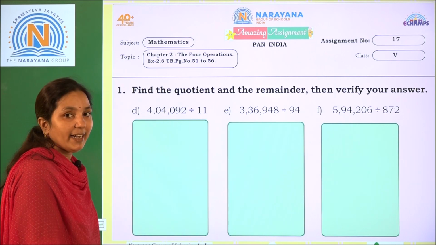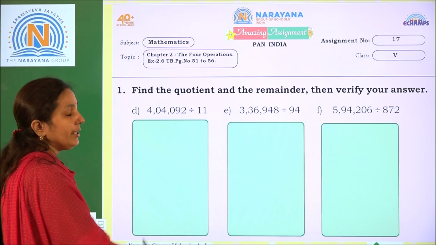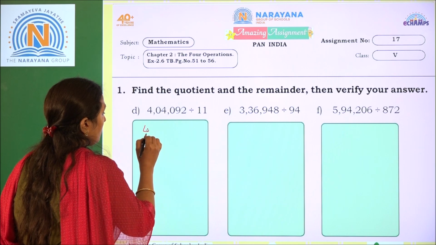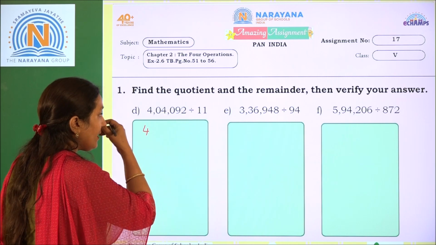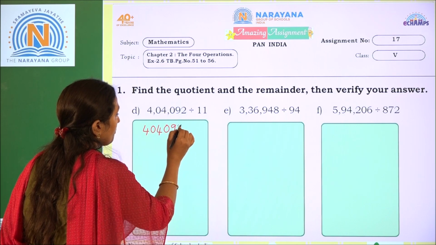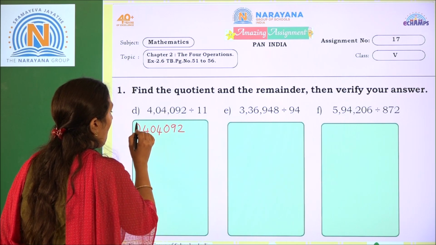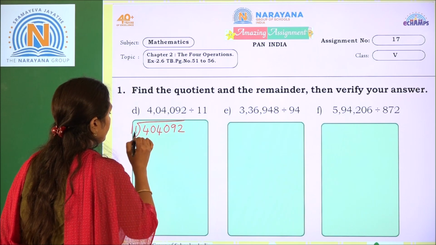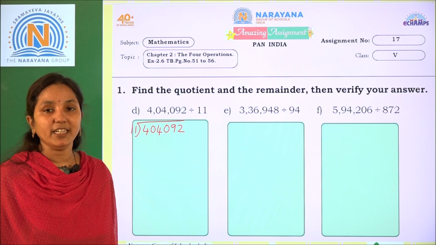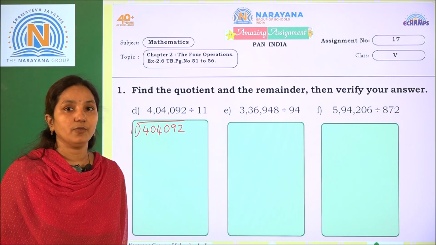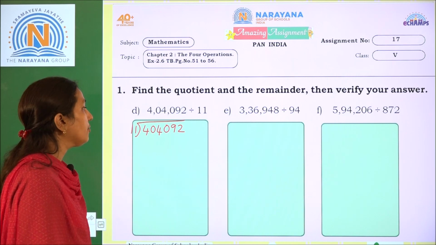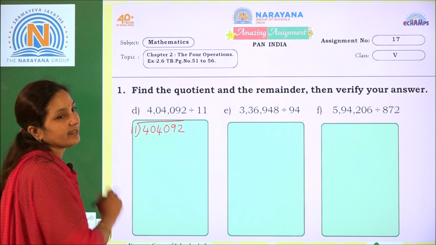4,04,092 divided by 11. So here we are doing the long division method. What is the given number? What is the given dividend? 4,04,092 is divided by 11. While doing the long division method, we have to follow some steps. What steps do we have to follow? We have to identify the sum.